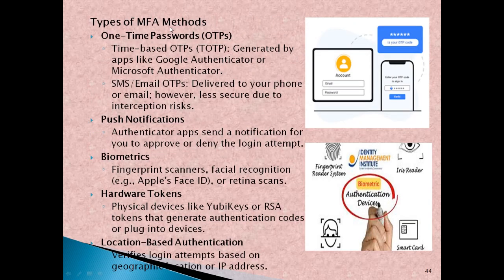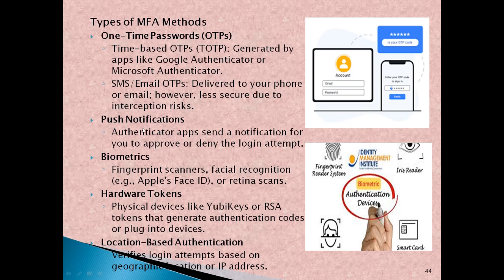So, types of MFA methods, multi-factor authentication methods. One, we have OTPs, one-time passwords, which you're already used to. These are time-based OTPs generated by apps like Google Authenticator or Microsoft Authenticator. Then you also have SMS or email OTPs delivered to your phone or email, less secure due to interception risk.